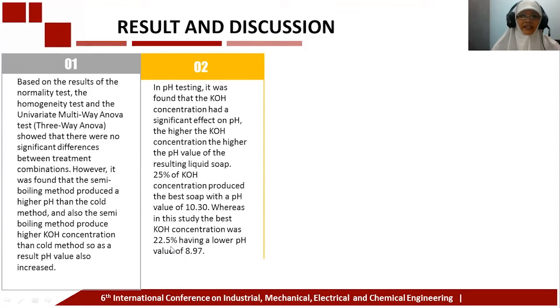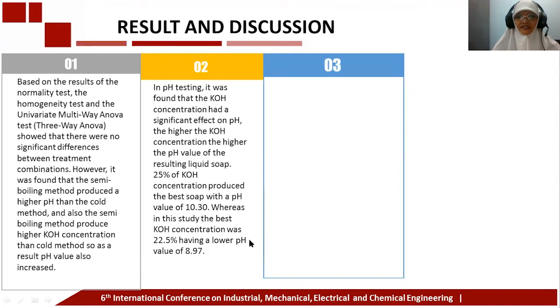2. In pH testing, it was found that the kalium hydroxide concentration had a significant effect on pH. The higher the kalium hydroxide concentration, the higher the pH value of the resulting liquid soap. A 25% kalium hydroxide concentration produced the best soap with a pH value of 10.30, whereas in this study, the best kalium concentration was 22.5%, having a lower pH value of 8.77.